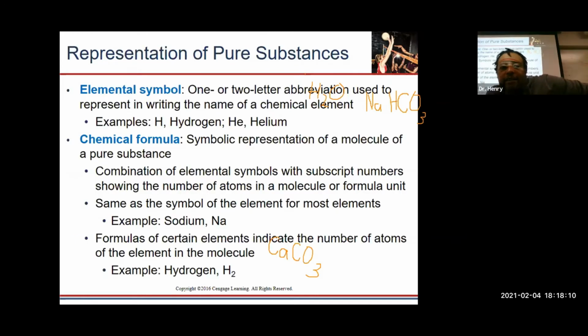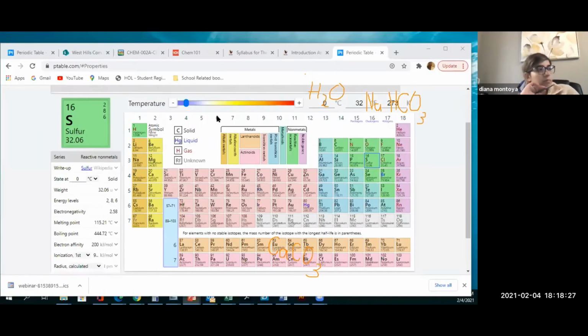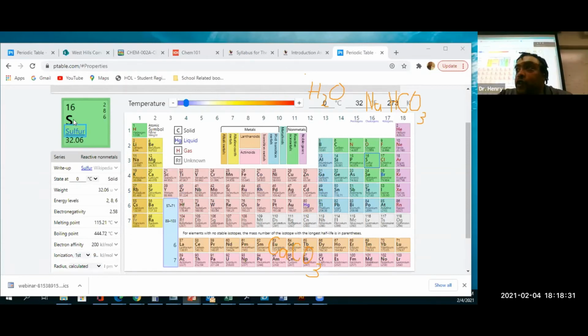Okay, so let's talk about those abbreviations. When we're looking at the periodic table, did you guys notice there's a certain way that the periodic table is organized? So let's talk about the periodic table a little bit more. We have sulfur here. If we look at sulfur, it starts with a capital S, right?